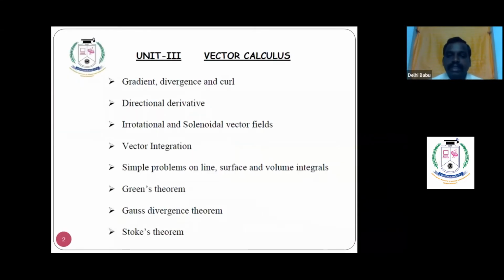Unit 3, Vector Calculus. In this unit, we will see vector differentiation and vector integration. In vector differentiation, we will see gradient, divergence and curl, directional derivative, irrotational and solenoidal vector fields, and in vector integration we will see simple problems on line, surface and volume integrals, and then Green's theorem, Gauss divergence theorem, Stokes theorem problems without proof.